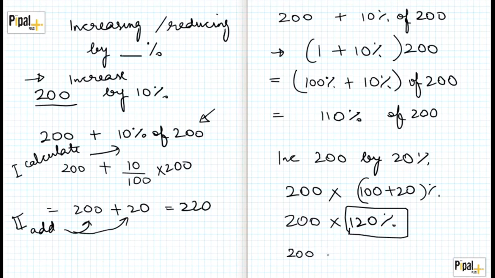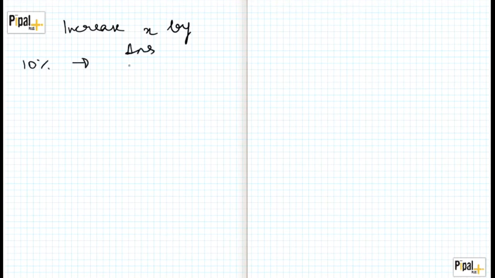So all I have to do is multiply 200 by 6/5, which is 240, right? This simplifies my calculations a bit, since increasing something by 10% is equivalent to multiplying that thing by 110%. Let's look at some examples. If I'm asked to increase x by 10%, then my answer is going to be 110% of x.